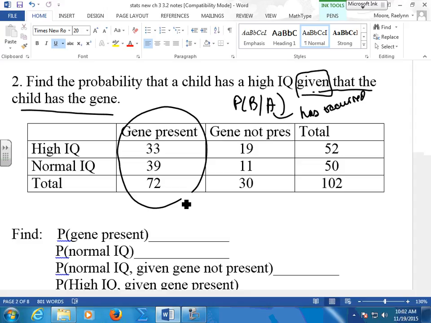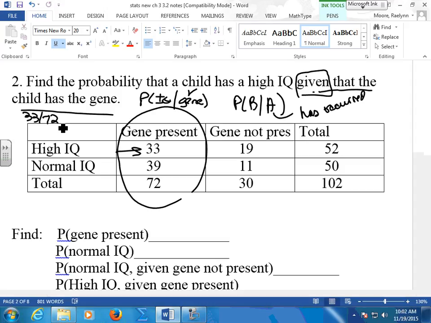So the probability that the child has a high IQ, given that they have the gene. So we did the gene part. Now we're looking for the high IQ. So here's where you get your probability. 33 out of 72. It's right within that circle. Okay. Can everybody see that? How we did this with the given?